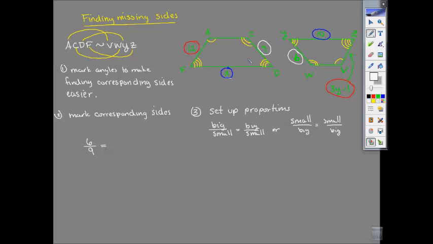And I'm going to solve for x first, so I'm going to do 10 over x. Small over big, small over big. Step 4 is to cross multiply and solve. So I'm going to cross multiply, which will give me 6x is equal to 9 times 10, or 6x is equal to 90. That's a 6, sorry.